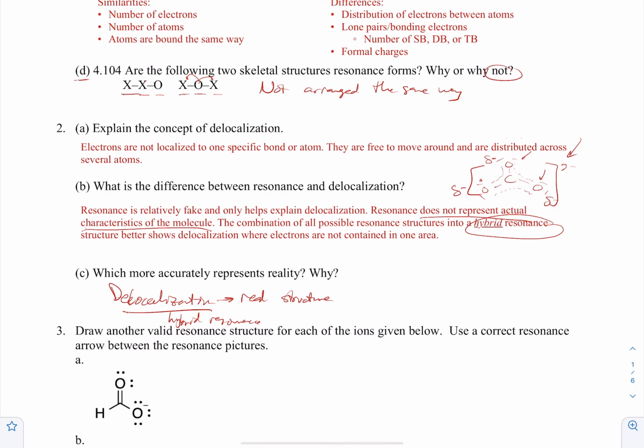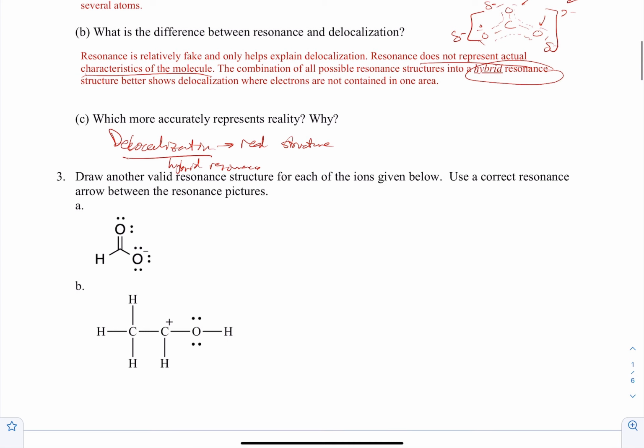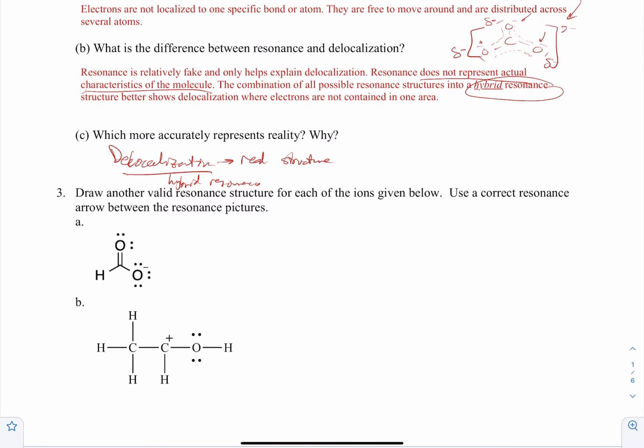Okay. All right, so number 3, draw another valid resonance structure for each of the ions given below. Use a correct resonance arrow between the resonance ions. Okay, so here I've got a molecule, and I'm going to write the double-headed arrow. So that's what we do for resonance structures. And then the key is writing everything the same. So here I've got hydrogen, or the bonds the same. Okay, so then I'm going to put oxygen up here, and then oxygen down here.